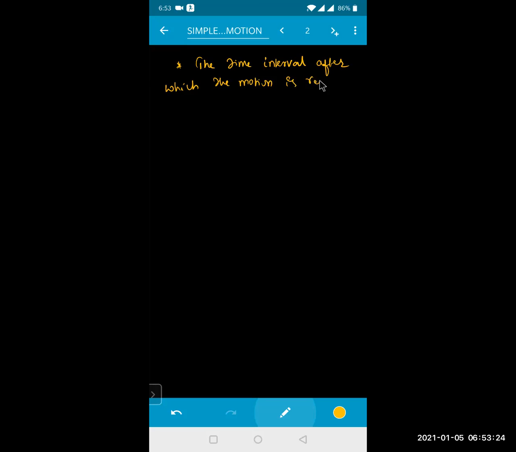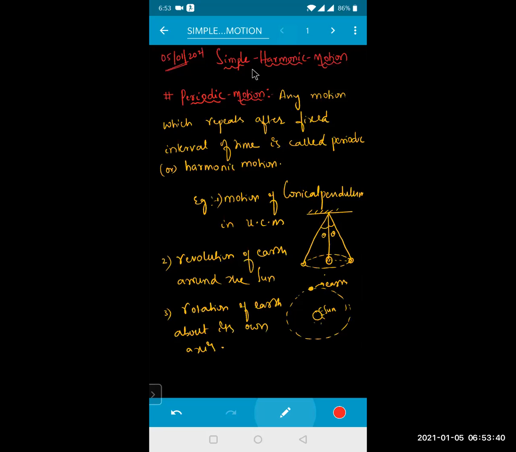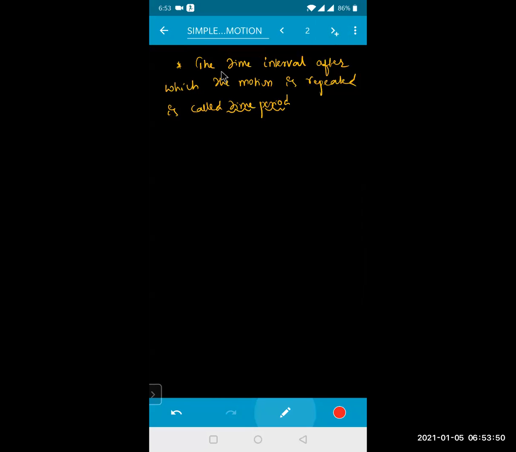This is about periodic motion. What do you mean by periodic motion? Any motion which repeats after a fixed interval of time is called periodic. The best examples are the motion of a conical pendulum in uniform circular motion, the revolution of the earth around the sun, or the rotation of the earth about its own axis. And we are defining one important term here: the time period, or the time interval after which the motion is repeated. Is it clear?